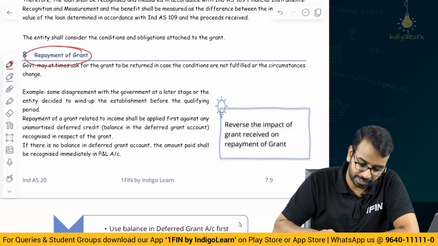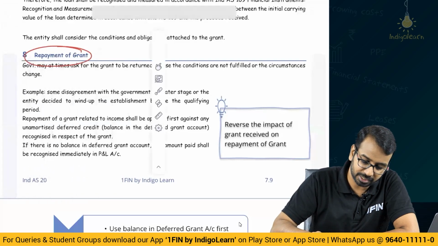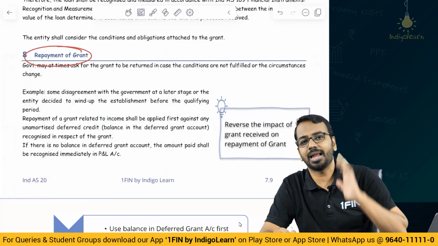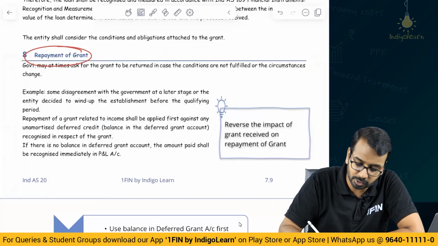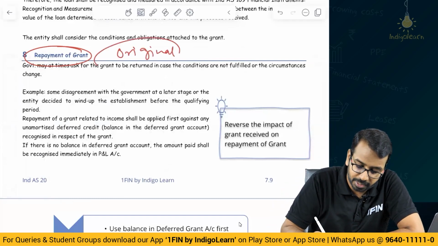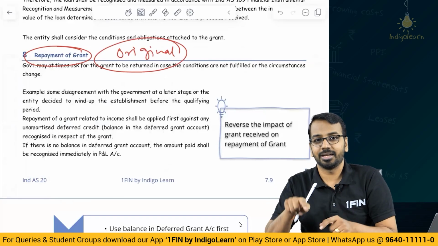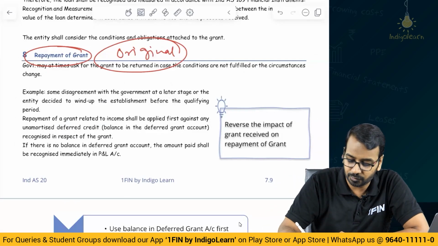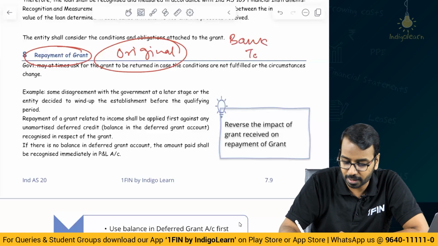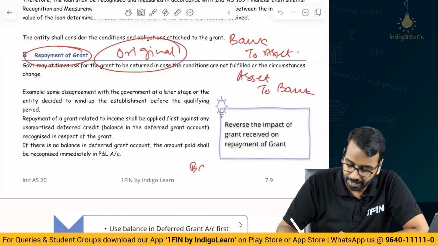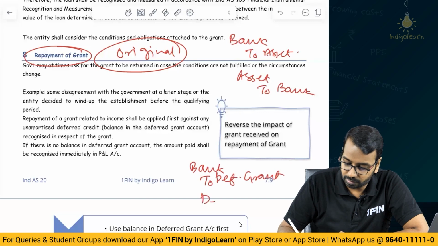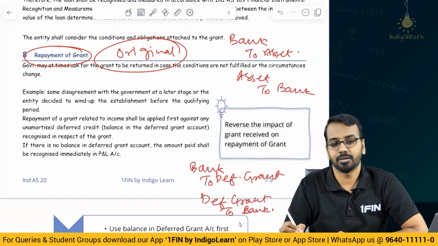Then repayment of grant. Now, what is this repayment of grant? If the conditions are not fulfilled, the government may say, please pay back the grant. Now, how do you do that? It depends on what was the original entry. If the original entry was reduction from asset, refund of grant will be added to the asset. For example, if on receipt of grant you had said bank to asset, now, if there is a refund, you will say asset to bank. Or originally you said bank to deferred grant, refund will also be deferred grant to bank, when there is a refund.